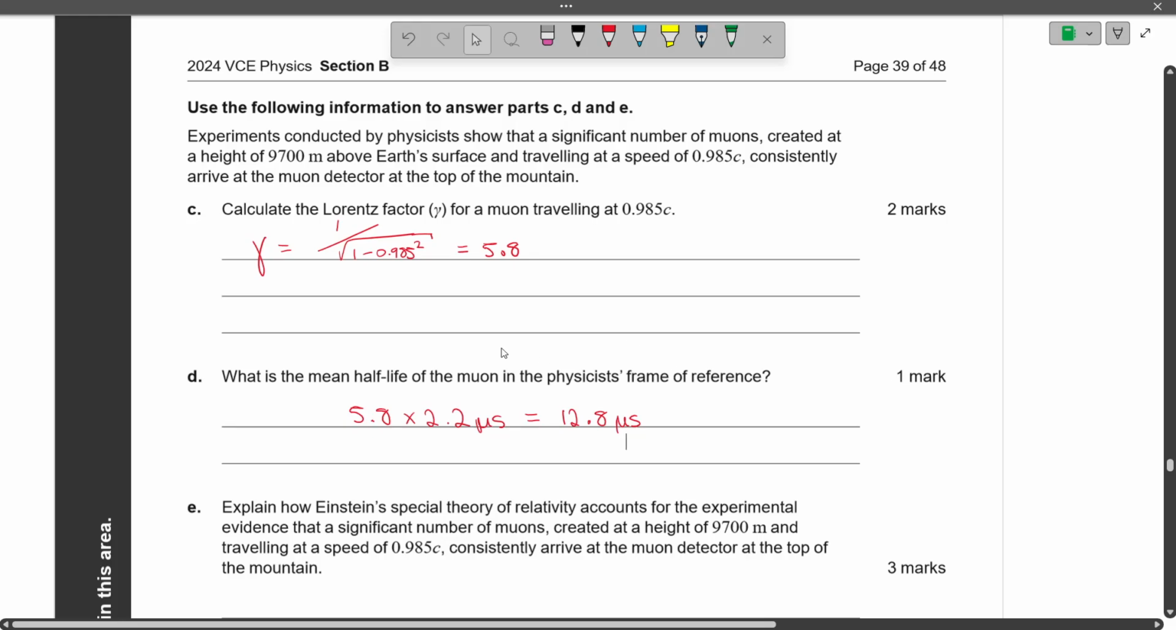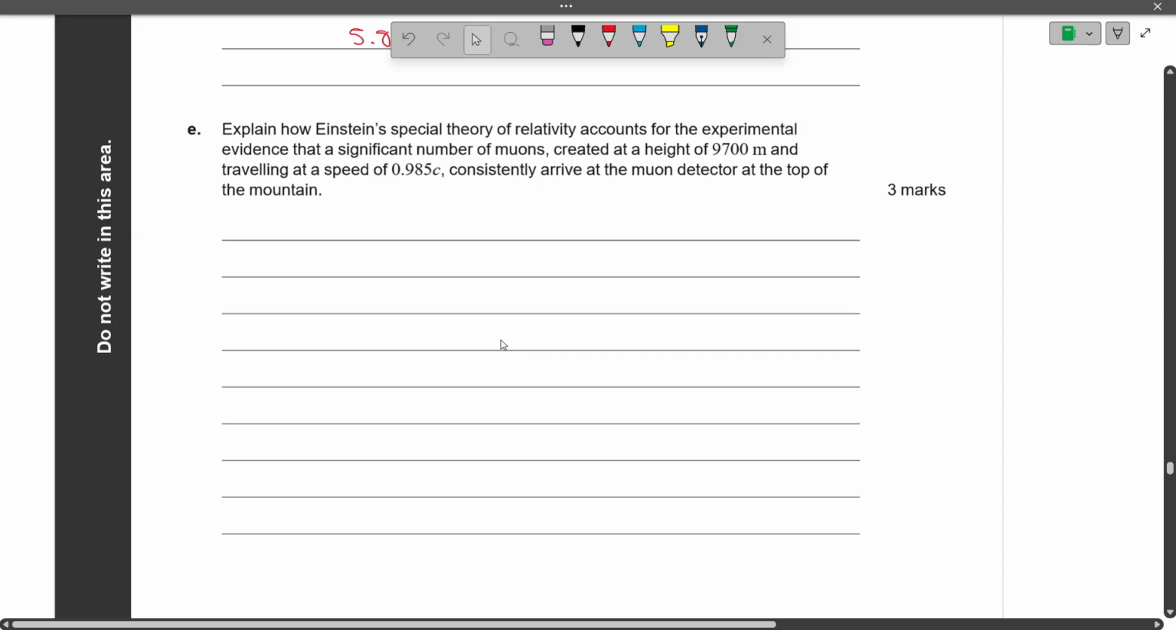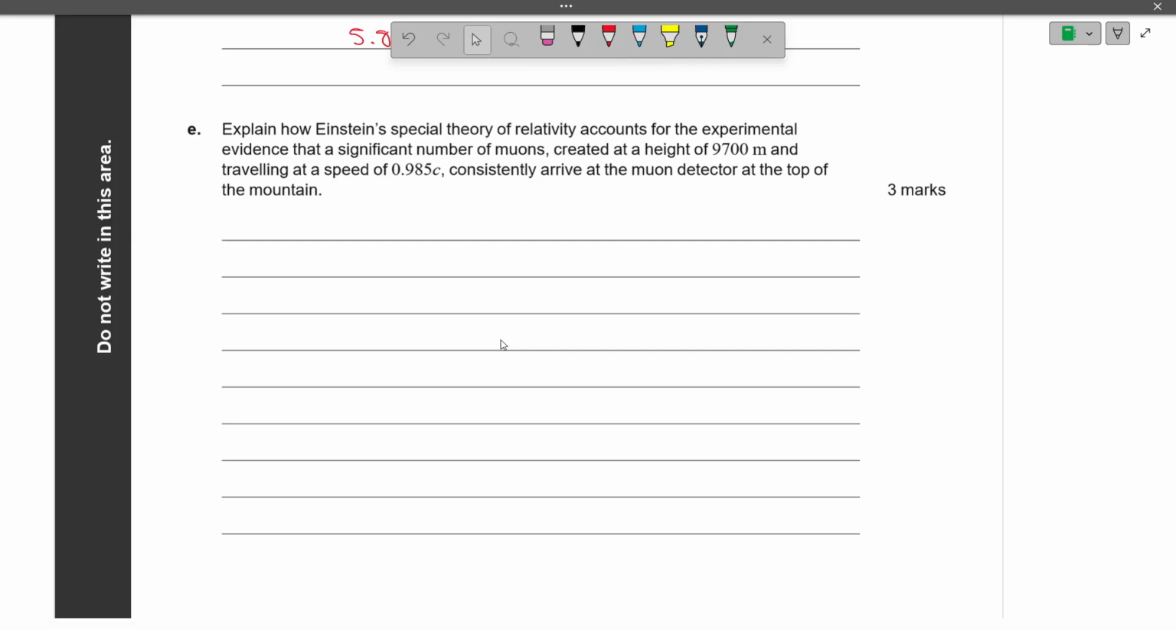Let's just move on. Part E, explain how Einstein's special theory of relativity accounts for the experimental evidence that a significant number of muons created at a height of 9,700 meters and traveling at that speed consistently arrive at the muon detector at the top of the mountain. These questions are very common. They're saying classical physics said they shouldn't be appearing. They are appearing. Why are they appearing? What specifically part of special relativity can explain why they're appearing?